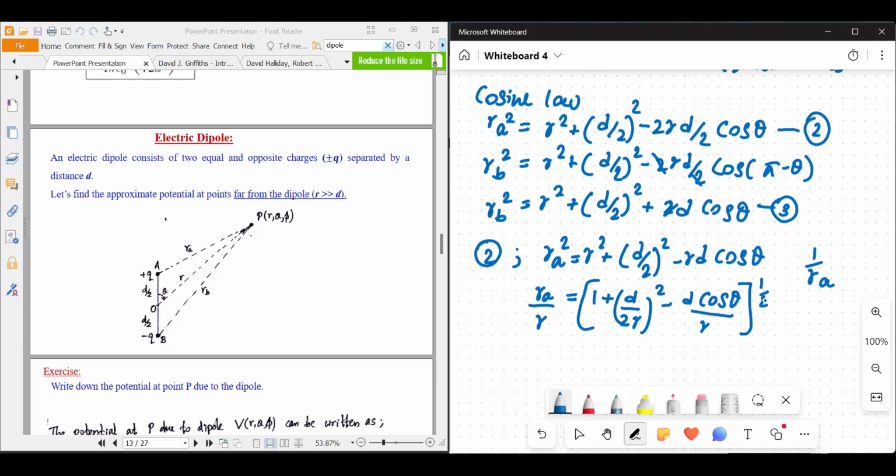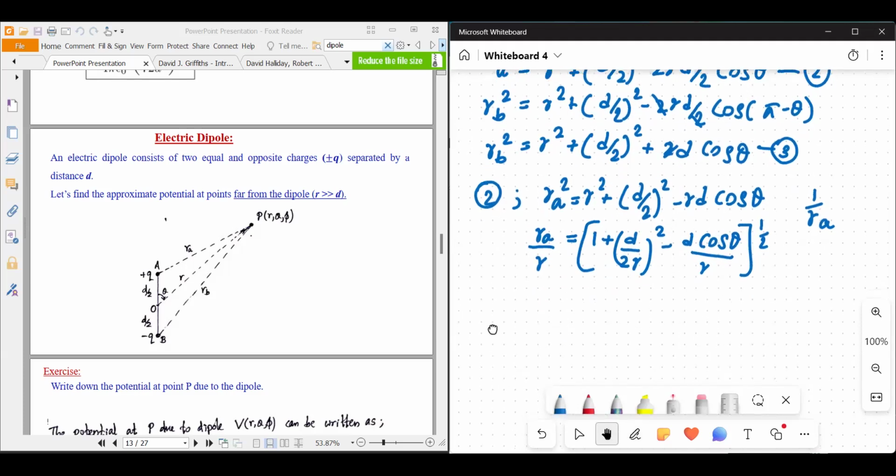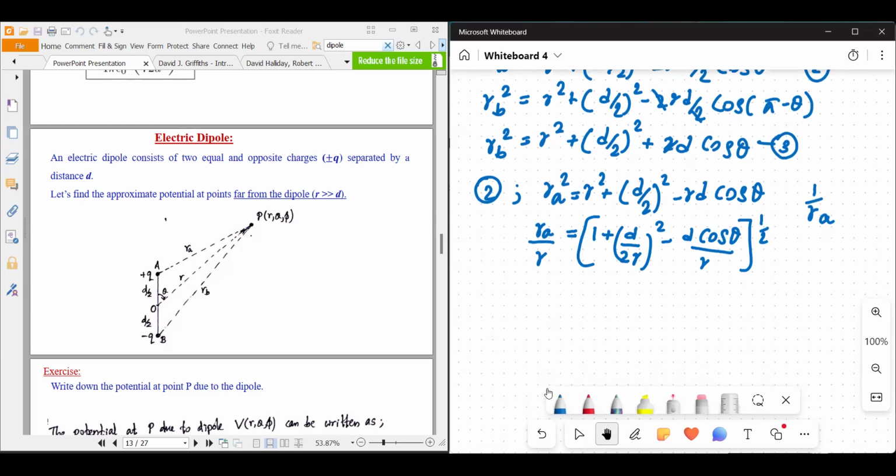Okay. And in the same way, using equation 3, we should be able to get RB over R is equal to (1 plus (D over 2R) squared plus D cos theta over R) to the power half.